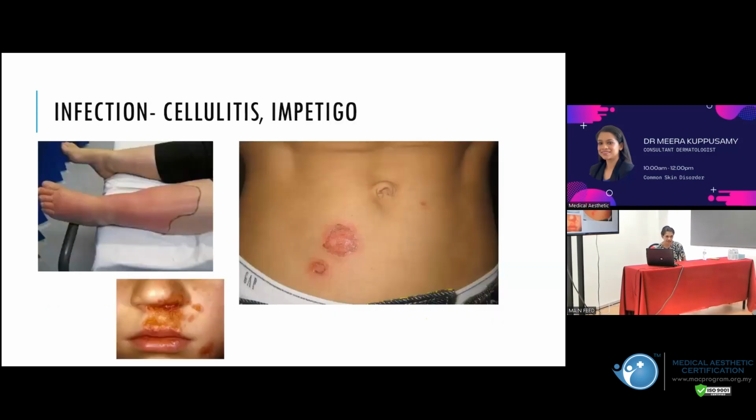Bacterial infections: cellulitis of the legs usually, and impetigo. In this picture, the golden honey crust appearance is the typical one. Sometimes you get this on the face, and then on the body you get these, which are actually bullous impetigo. It looks like this, and it's always mistaken as chicken pox somehow. When the lesion is small especially, it gets wrongly diagnosed as chicken pox.